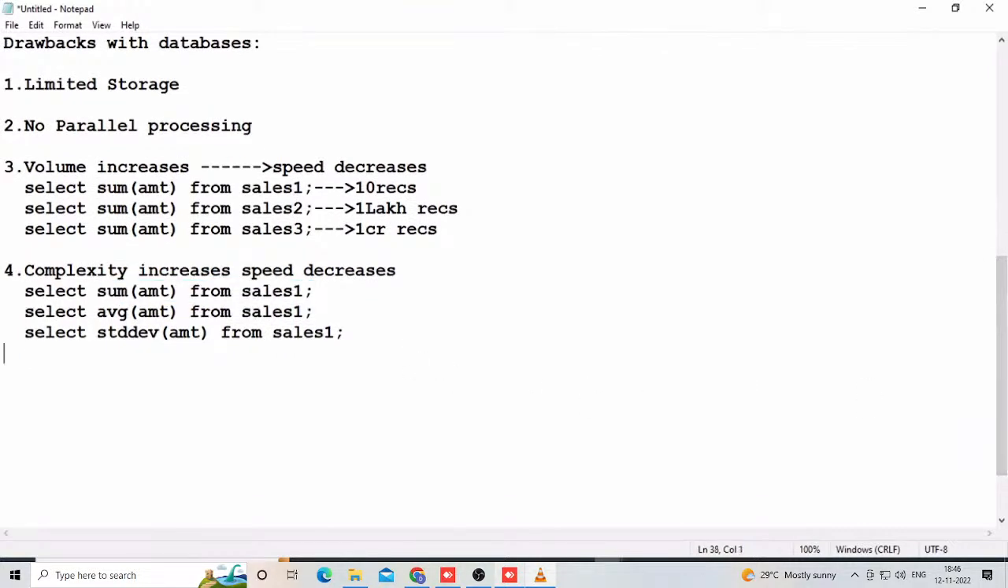So a major drawback with databases is that databases can handle only structured data. They cannot handle unstructured or semi-structured kind of data.